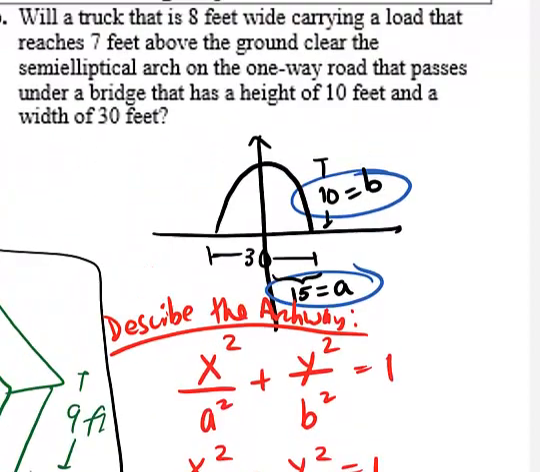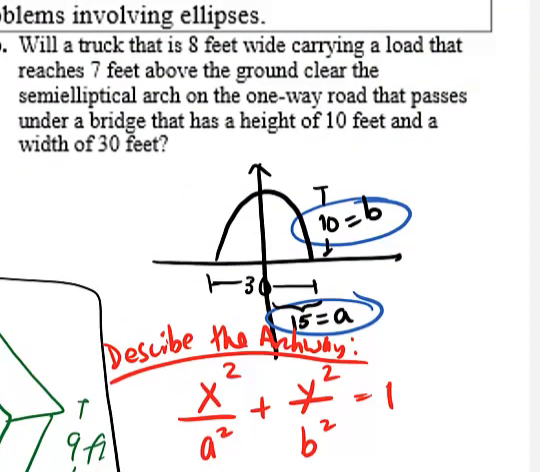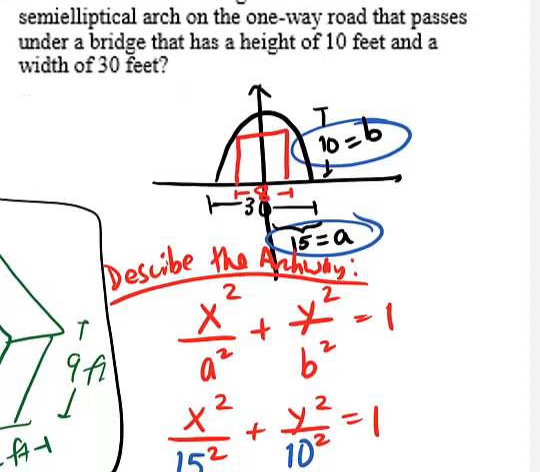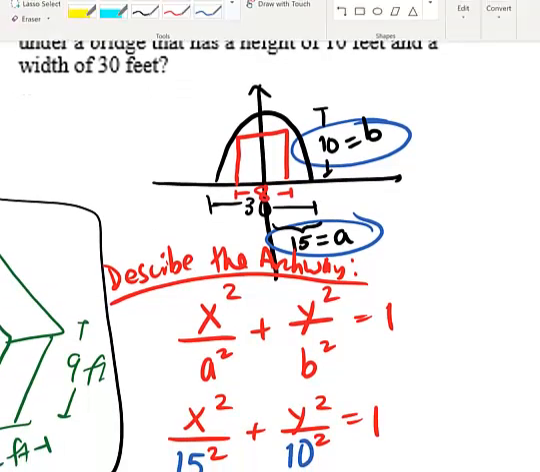If I were to place the car here, the truck is 8 feet wide and it has a load of 7 feet above the ground. Okay. Well, if I were to drive this truck through here, let's say he's like this. It says the width of it is 8 feet wide. So from here to here is 8. That means my x value is half of that, or 4.